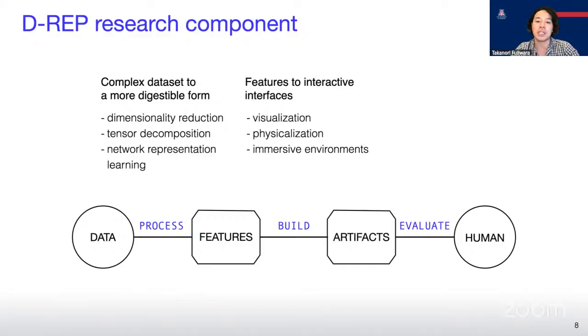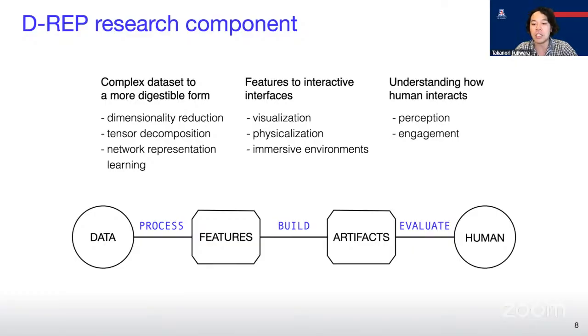For example, in addition to traditional 2D visualization, we research 3D visualization, immersive visualization, and physicalization. Physicalization is a physical representation of data, analogous to visualization. And then lastly, we also study how humans interact with and experience data through artifacts by investigating how they perceive and engage with data. But in today's talk, I will not cover the evaluation work much and will focus on the process and build steps.